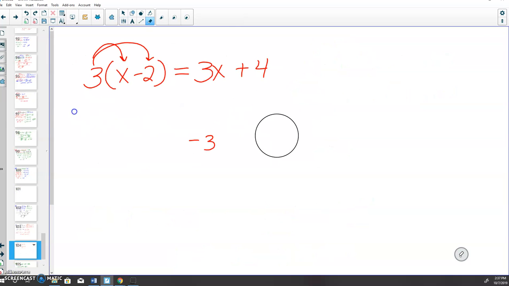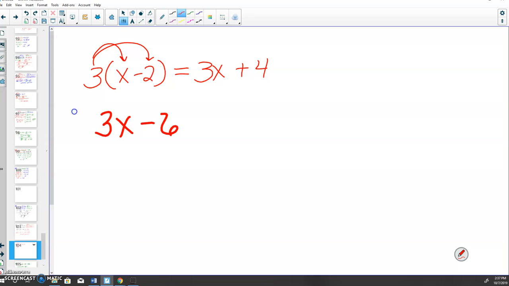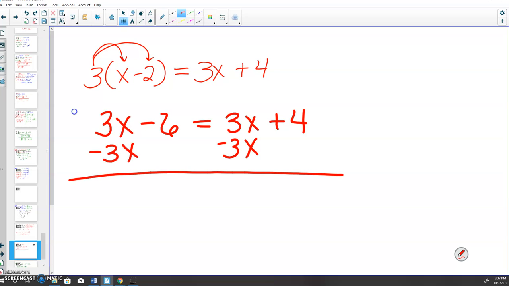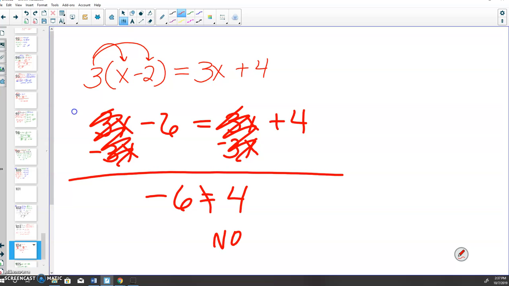So we said 3 times x is 3x. 3 times negative 2 is negative 6. And I can already tell it's going to be no solution because my x's are the same and my numbers are different. So let's get rid of our x's. So this canceled out. And this cancels out, because 3 minus 3 is nothing. Leaves me with negative 6 equals 4. Does negative 6 equal 4? No. So it would be no solution.